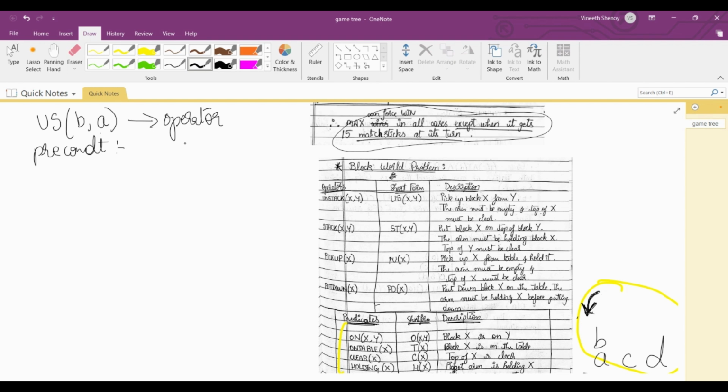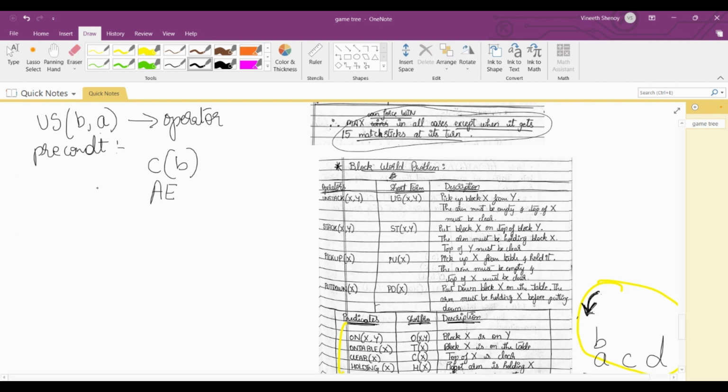So the precondition for this is you are unstacking B comma A. That means A is on the table, and the arm is here. So what could be the possible precondition that you can observe? First thing, on top of B there shouldn't be anything. So clear of B, that means on top of B it should be clear. And then since you need an arm to pick it up, you need the arm to be empty. AE. So these are the preconditions for unstack.